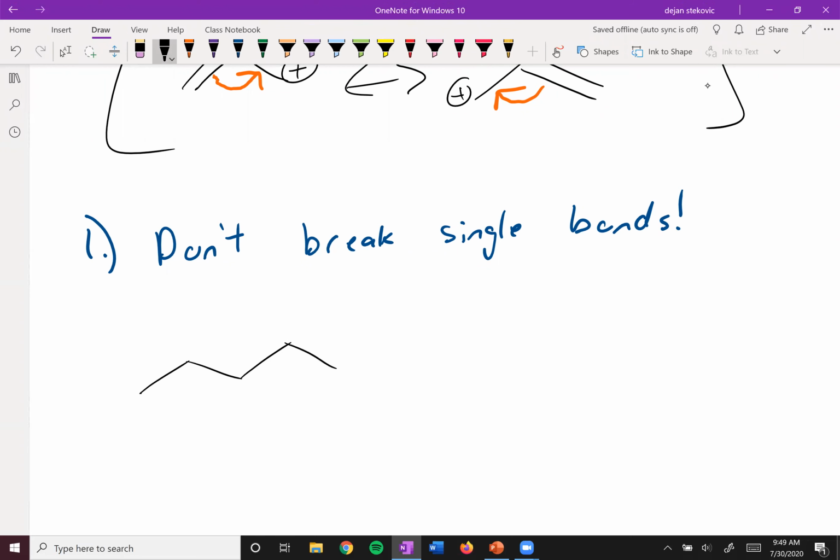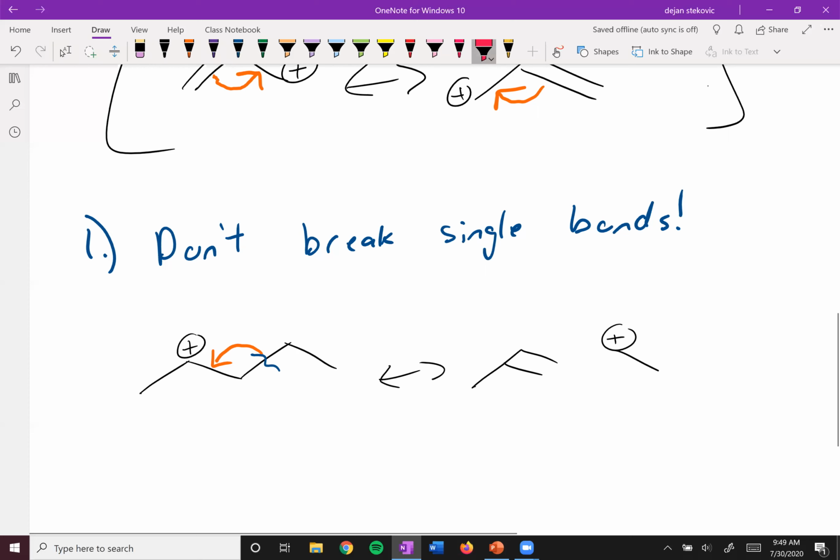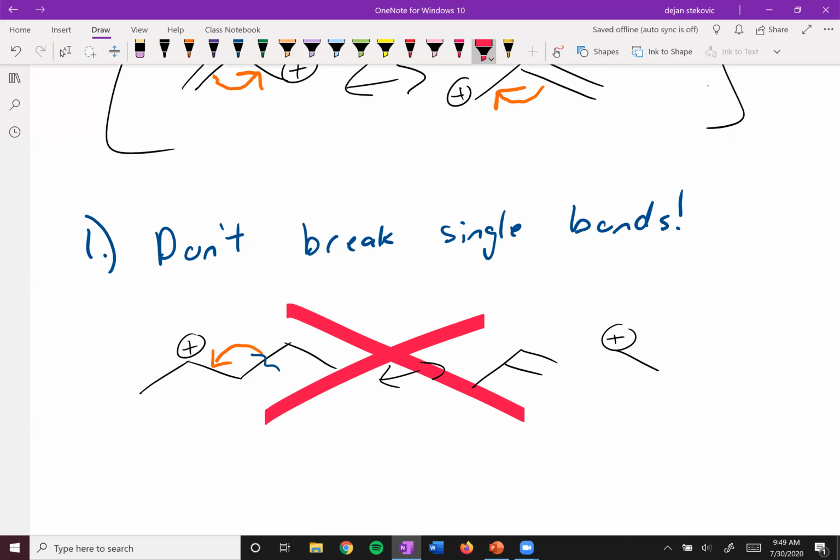So for example, let's say you had this cation. Maybe you might be tempted to move the electrons over here, and then your product would end up looking something like this, right? So we broke a single bond here. You cannot do that. And so this is just a big old no. And you can tell it doesn't make a whole lot of sense because these two are completely different molecules.